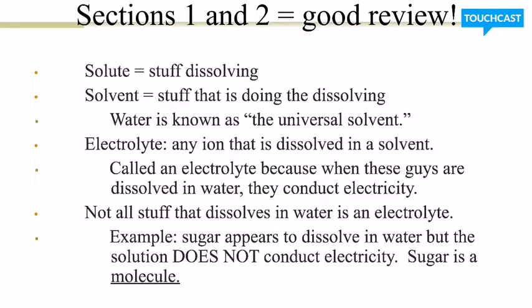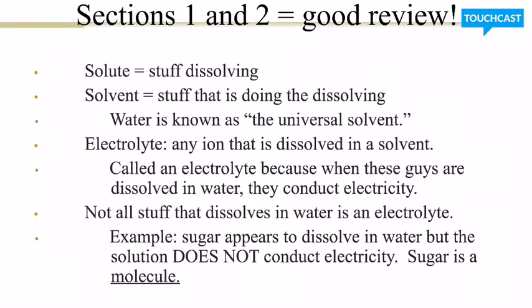Not all stuff that dissolves in water is technically an electrolyte. You see, when an ion dissolves in water, it can conduct electricity. And not everything that dissolves actually does that. Not everything that dissolves creates an ion.